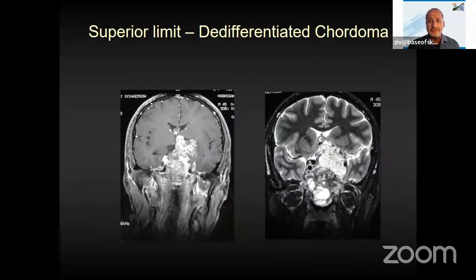Superior limits. This is a case of dedifferentiated carcinoma that we operated on. So superior limits here go up to the lateral ventricle and completely encompass the third ventricle. This is a huge tumor that will be very difficult to remove endoscopically with our tools. And because of the encasement of the carotid artery on the left side, this would be better in our hands through an open approach if it's a surgical candidate at all.